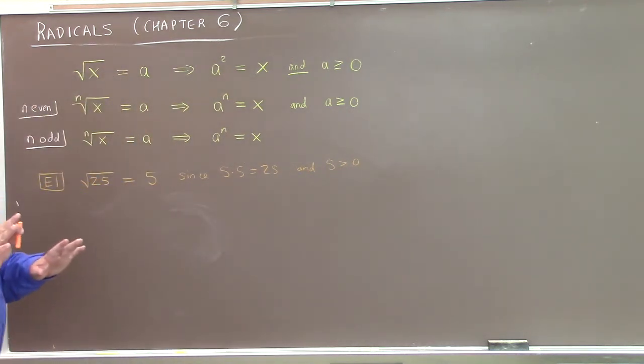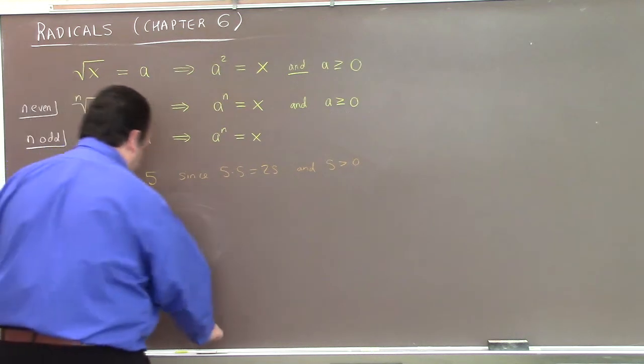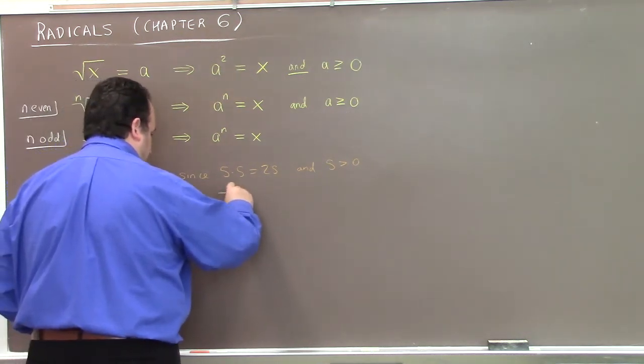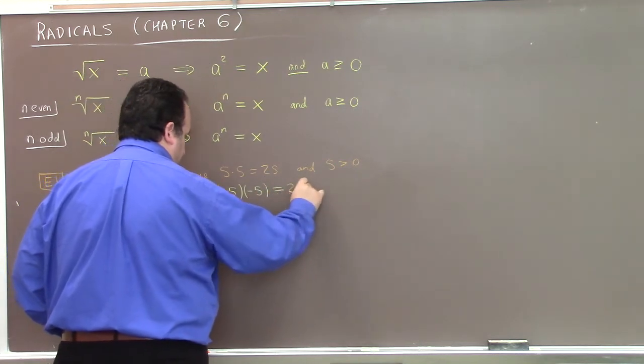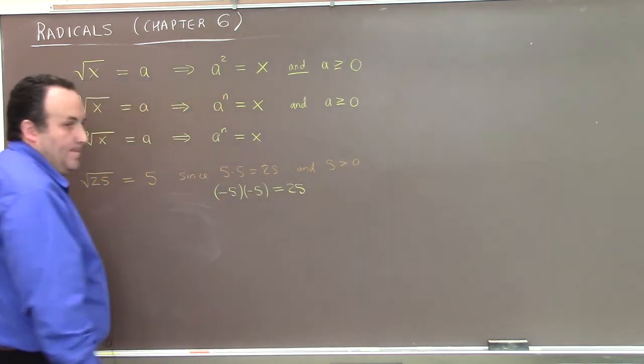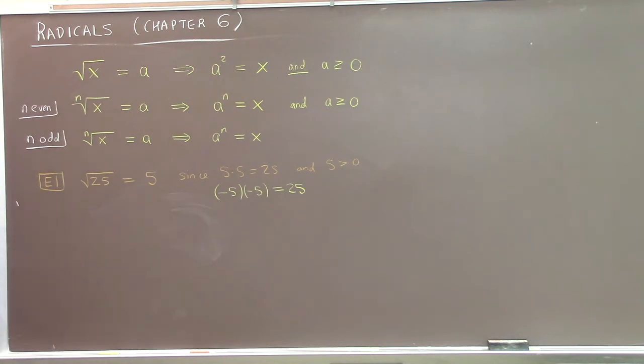It is also true that minus 5 times minus 5 is equal to 25, right? But we do not say that the square root of 25 is minus 5, despite the fact that minus 5 squared is 25. All right? That is our convention. The square root is the positive root, or 0. The square root of 0 is 0.